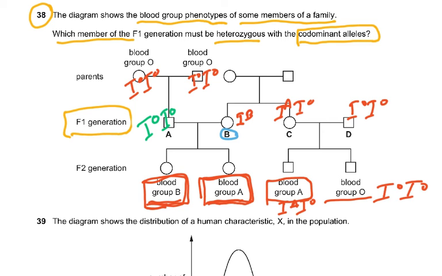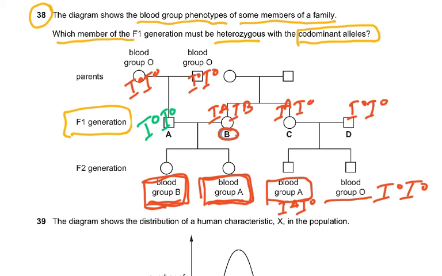But how are their children both? They have got one kid A and one kid B. So then comes, of course, that this person has to be IAIB. That was the clue that you had to figure out.